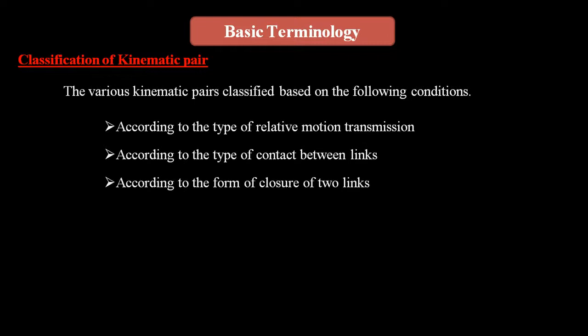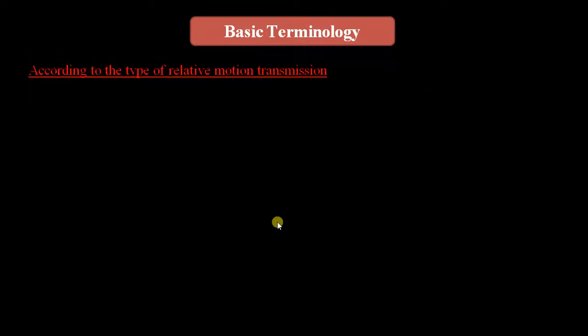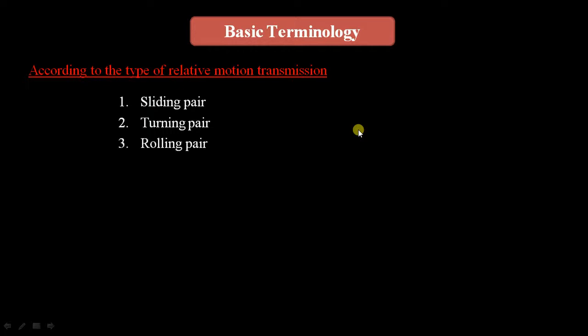And the last condition is according to the form of closure of the two links. The form of closure of two links means how we are fixing the two links, in what way we are going to fix them. Based upon that also we have different types. So now we try to have a look at that. First we go for the condition according to the type of relative motion transmission. One is the sliding pair, the second is the turning pair, the third is the rolling pair, the fourth is the screw pair, and the fifth is the spherical pair.